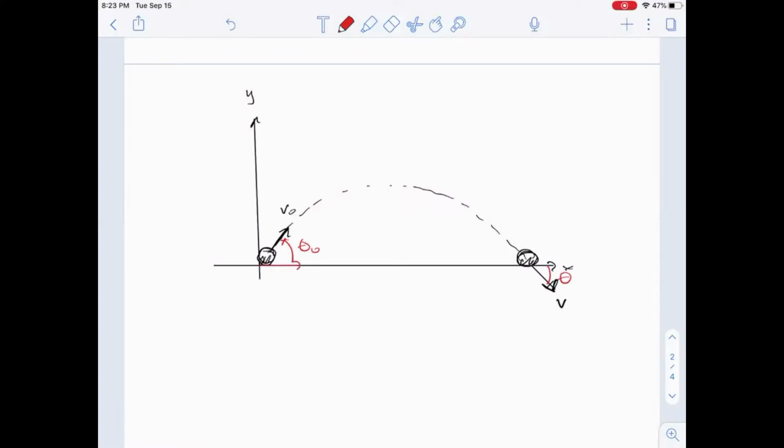Initial velocity is going to have two components. It's going to have a component along the x direction, and it's going to have a component along the y direction. X is going to denote the range. T is the time for it to travel this distance. And the letter y is going to represent the height.